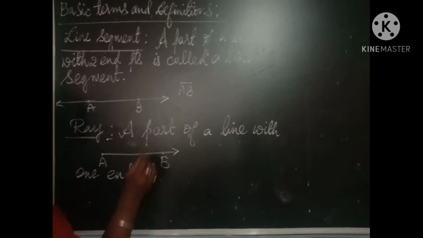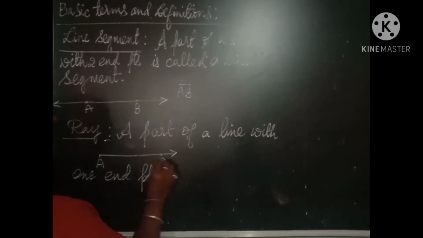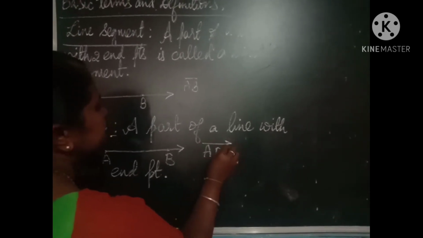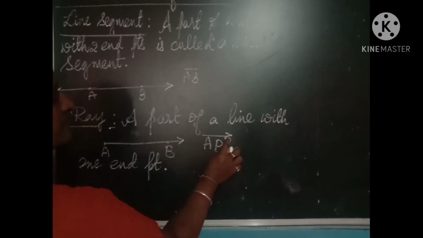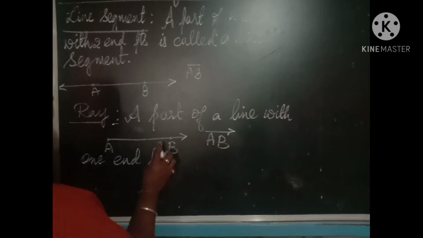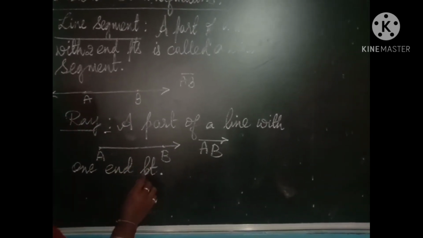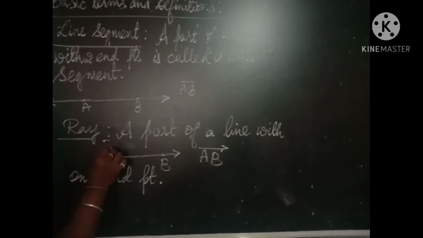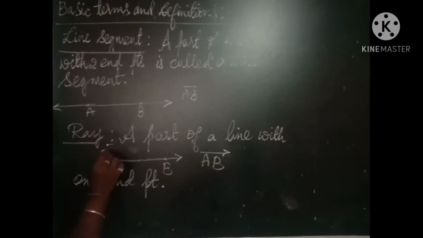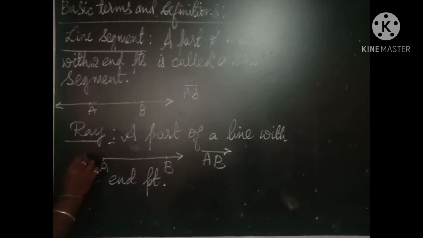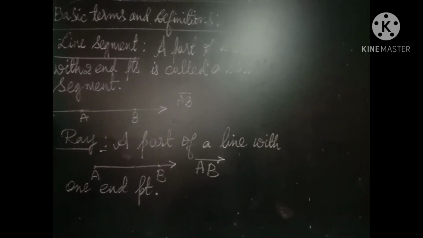Listen carefully. A ray can be represented like this with one arrow mark. We can give many examples; the main example is a bow and arrow. So we can give an arrow as an example. This is the first basic term.